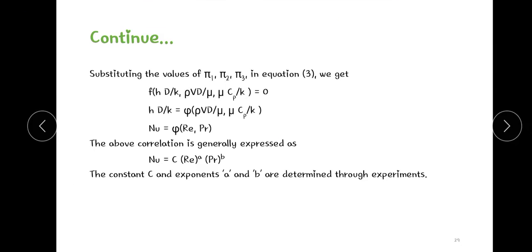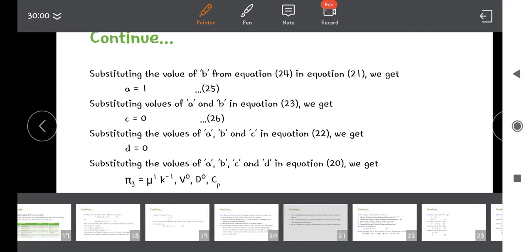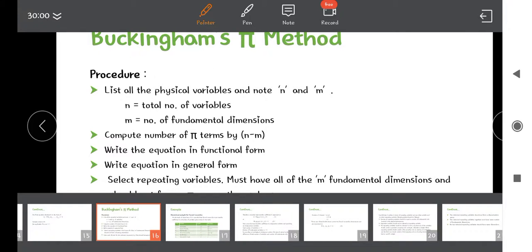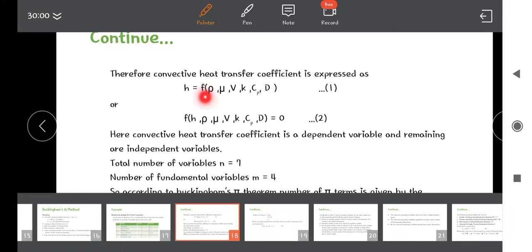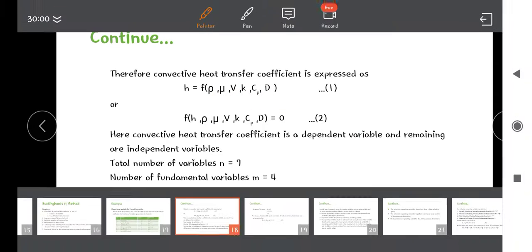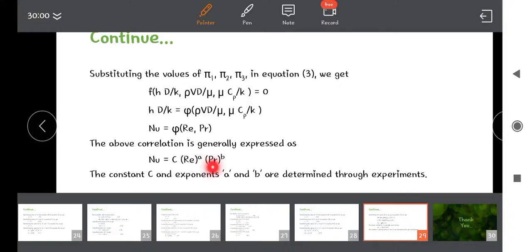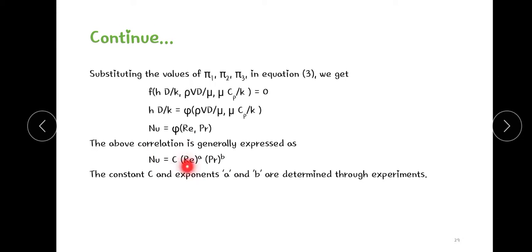So we have reduced the number of variables. How many variables earlier? There are 6 variables, and now we have grouped them into 3 dimensionless variables: Nu, Re and Pr. So this is the advantage of Buckingham's pi theorem, the advantage of dimensional analysis. Now the calculation will be easy. So this is all about dimensional analysis.